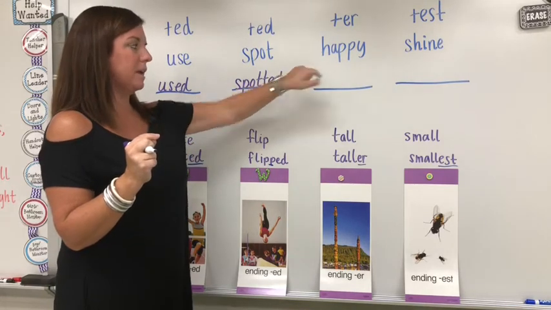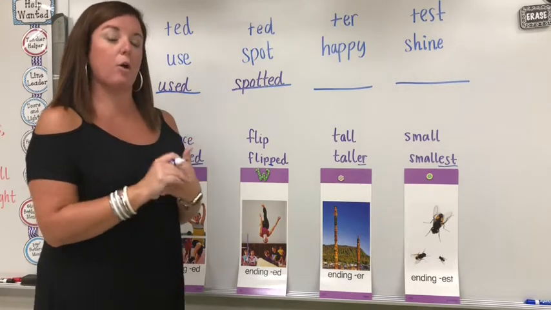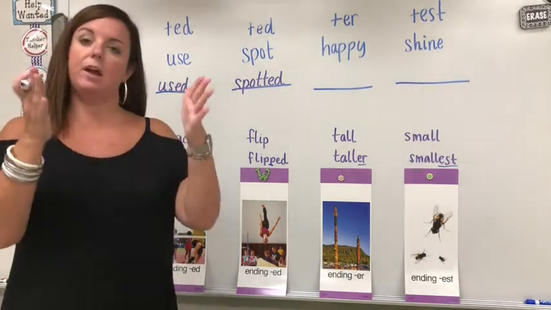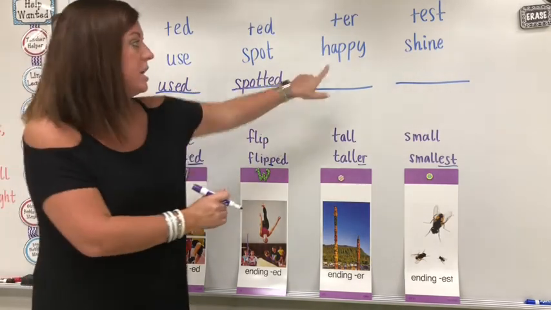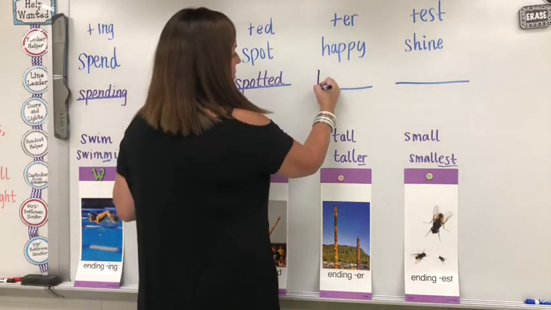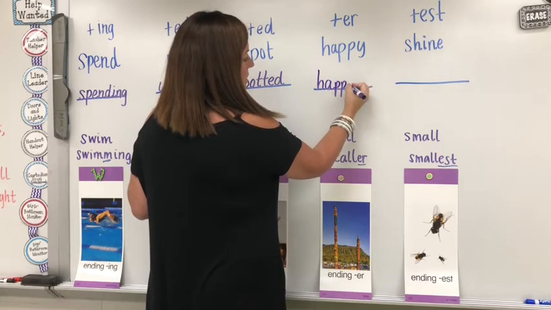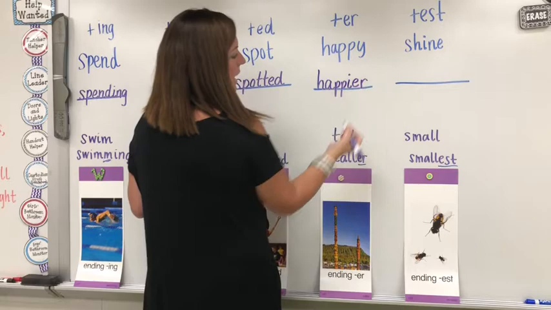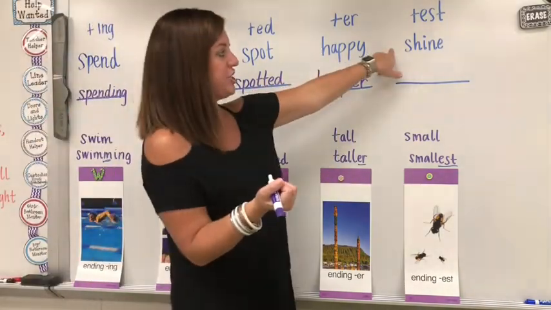Okay, happy. If I want to say I am happy, or I could say I'm happier today than I was yesterday. I'm comparing how I feel today to how I felt yesterday. That's two things. So happy ends with a Y. You've got to change the Y to an I, like we did last week. Change the Y to an I, then add your ending. Happier.